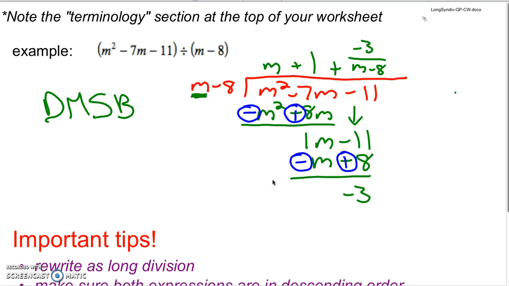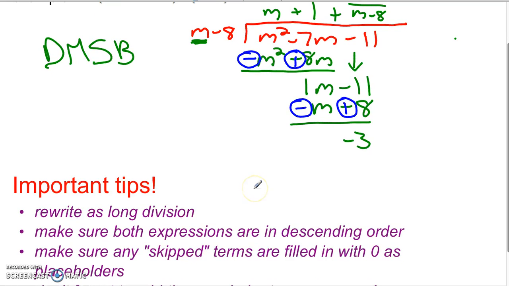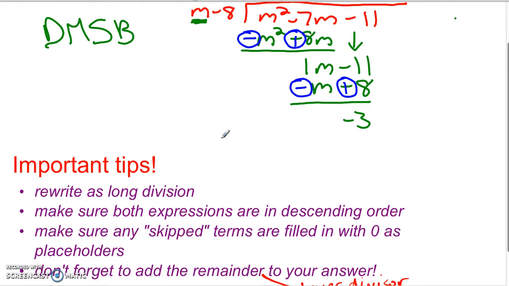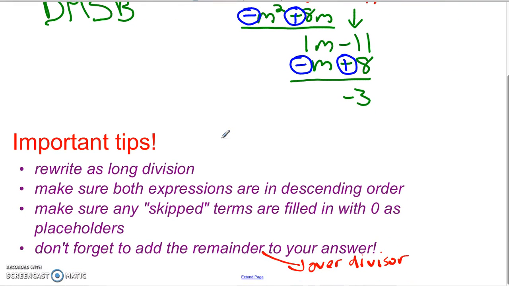All right, so let's review some important tips here. We need to rewrite a problem as long division. So remember that the dividend is what goes under the house, or the first thing in the expression, and the divisor goes outside the house, and that's the second thing in the expression. Also, make sure both expressions are in descending order. It's important for the division to work out that that's the case.